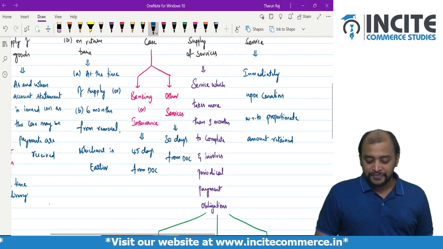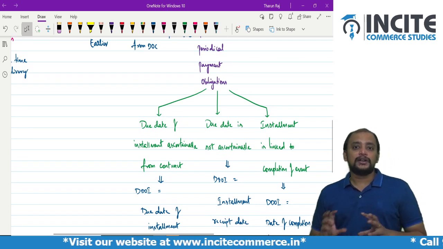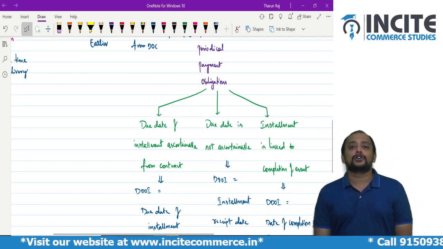Now what you need to see? For example, let's take construction of an immovable property. I am a contractor, you are my recipient.